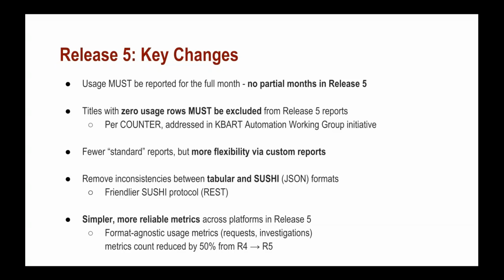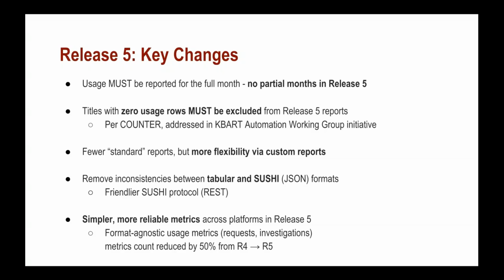The second is that zero usage rows cannot be included in Release 5 reports. It's not that there's an option to include or exclude them. They are excluded across the board. And I want to note, and this may have been discussed in some of the Q&A that I missed, that there's work going on with the KBART Automation Working Group Initiative right now to help pair entitlement and usage data to get at those scenarios where you need to understand where low usage is happening or zero usage, because that information, at least the zero usage, is not included in Release 5 reports anymore.